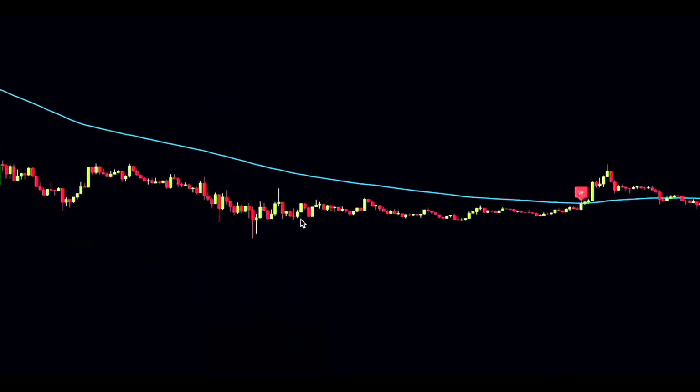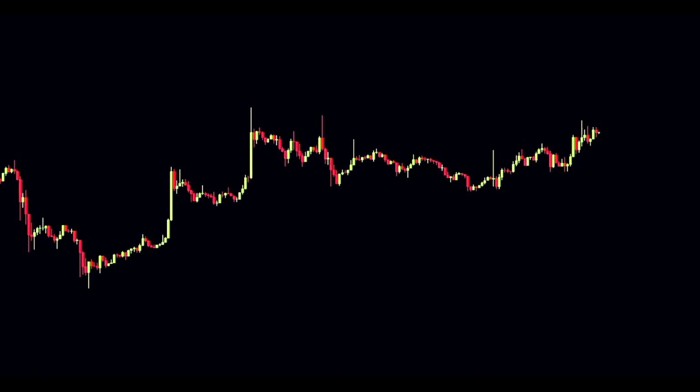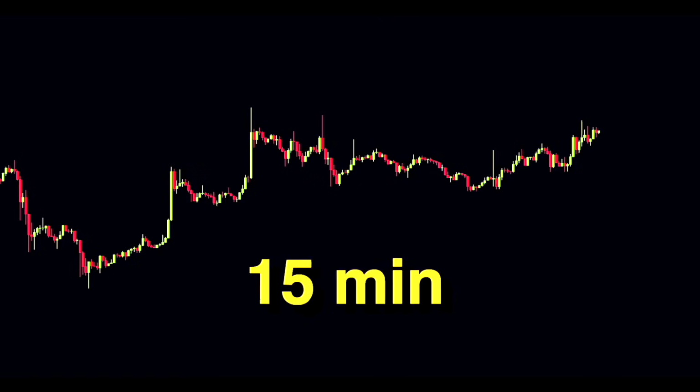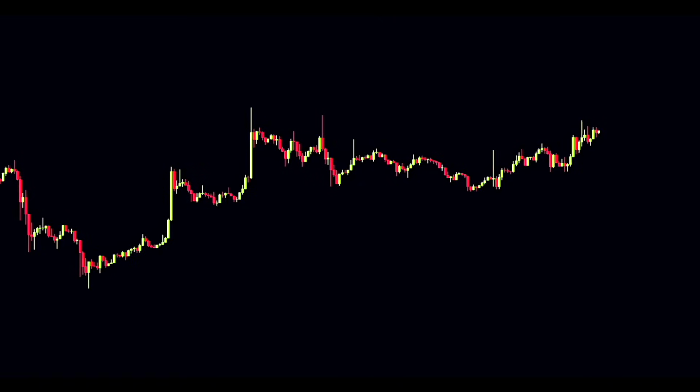Now, let's get right into the tutorial. Before we dive into the rules of the strategy, let's go over how to actually find and install this indicator. It works especially well for short-term day trading on timeframes like 5, 15, or 30 minutes and can be used across crypto, Forex, and stocks.